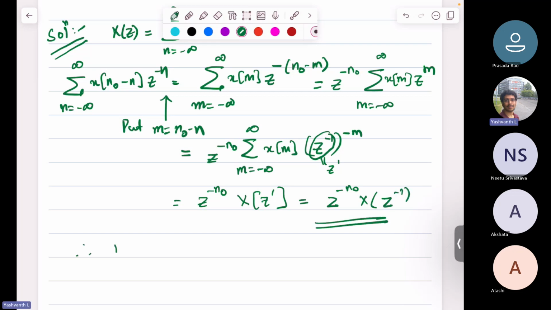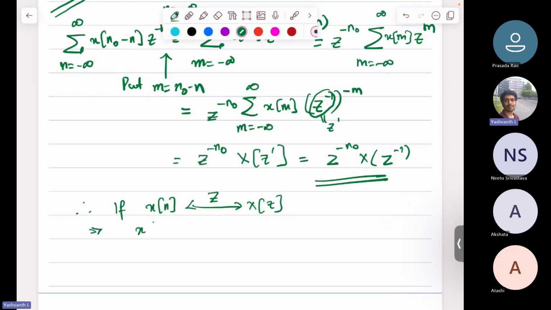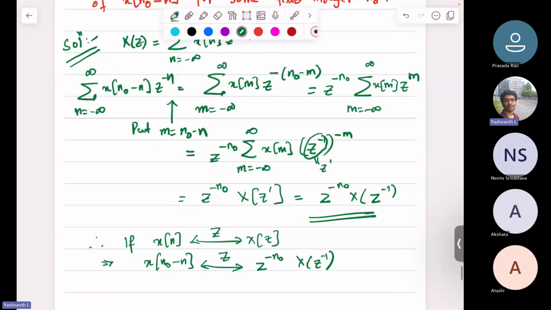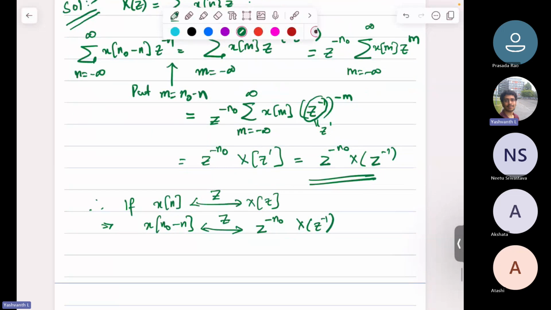Okay, therefore, if x of n has a z transform x of z, it implies x of n naught minus n will have a z transform z power minus n naught into x of z inverse. Okay, I just showed you, kind of have proved the property itself, but you could have directly proved it. For example, you can show that x of n naught minus n is the same as x of minus of n minus n naught.